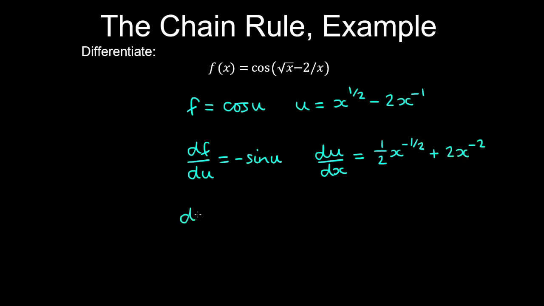And therefore df/dx is the product of those two derivatives, which we are basically chaining together. So that's equal to minus sine u, where u is root x minus 2 on x, and that's multiplied by du/dx, which can be simplified as follows.